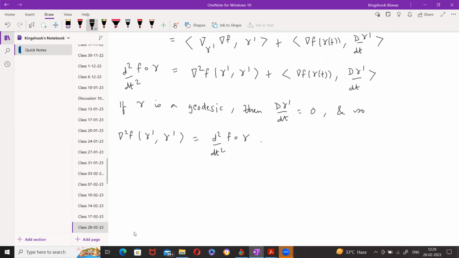Yeah, so this is like the formula we had in Rn, right? The second derivative acting on v comma v was the second derivative of the function restricted to the straight line in the direction of v, right? And the straight line in the direction of v is a geodesic in Rn. That is the unique geodesic in Rn with initial velocity v. So we have the analog of that formula in a Riemannian manifold. The Hessian acting on gamma prime is just the second derivative of f along the geodesic gamma. Okay? Is it clear?